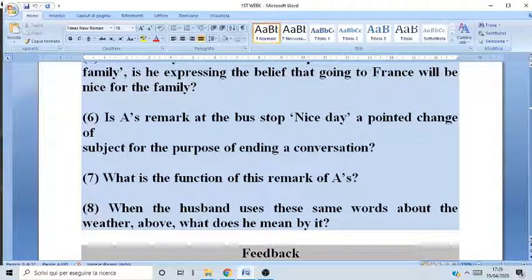Is A's remark at the bus stop, "Nice day," a pointed change of subject for the purpose of ending a conversation? What is the function of this remark of A's? When the husband uses the same words about the weather above, what does he mean by it?